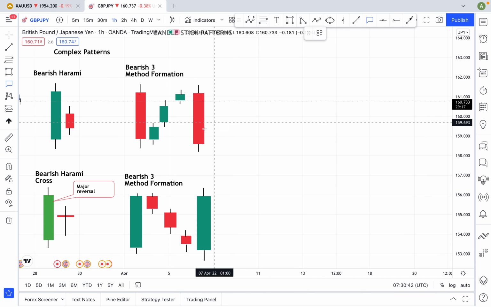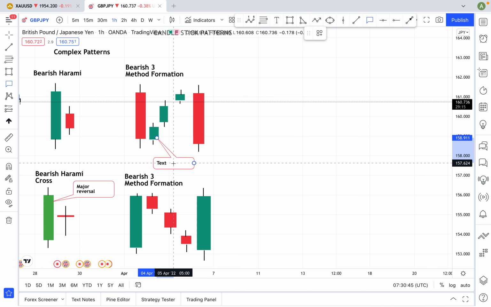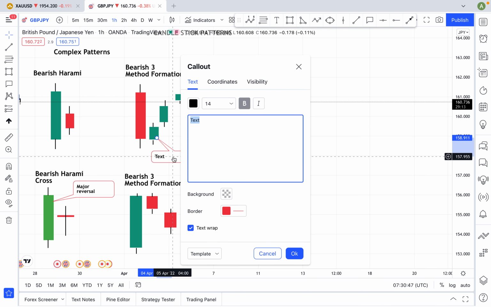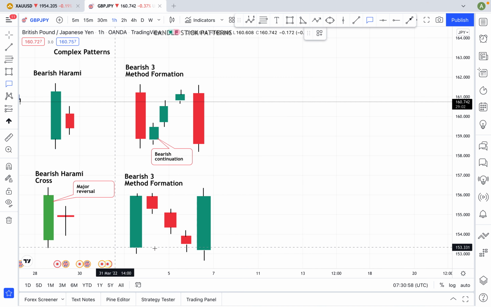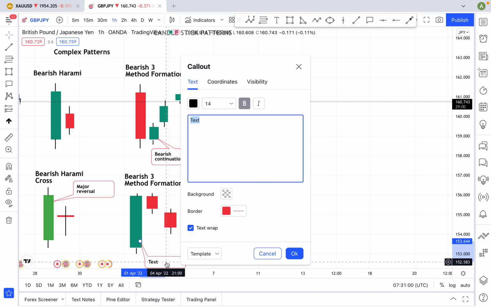So let me write it here as bearish continuation. Bearish continuation. And we have this as what? As the bullish continuation.